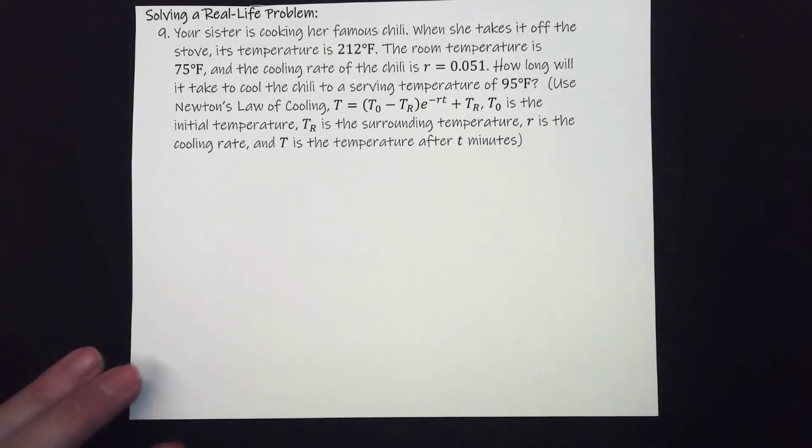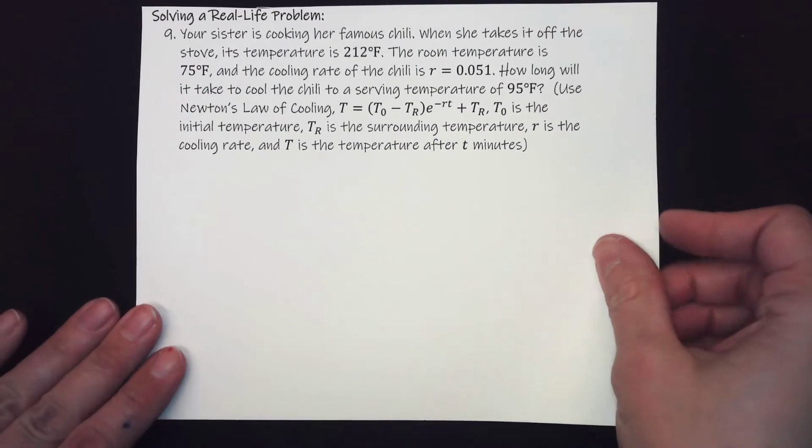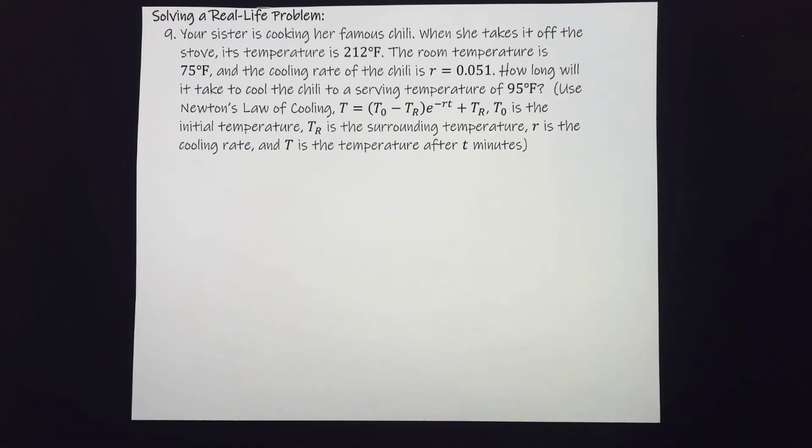says, your sister is cooking her famous chili. When she takes it off the stove, its temperature is 212 degrees Fahrenheit. The room temperature is 75 degrees Fahrenheit, and the cooling rate of the chili is r equals 0.051. How long will it take to cool the chili to a serving temperature of 95 degrees Fahrenheit? So we're going to use this thing we call Newton's law of cooling.